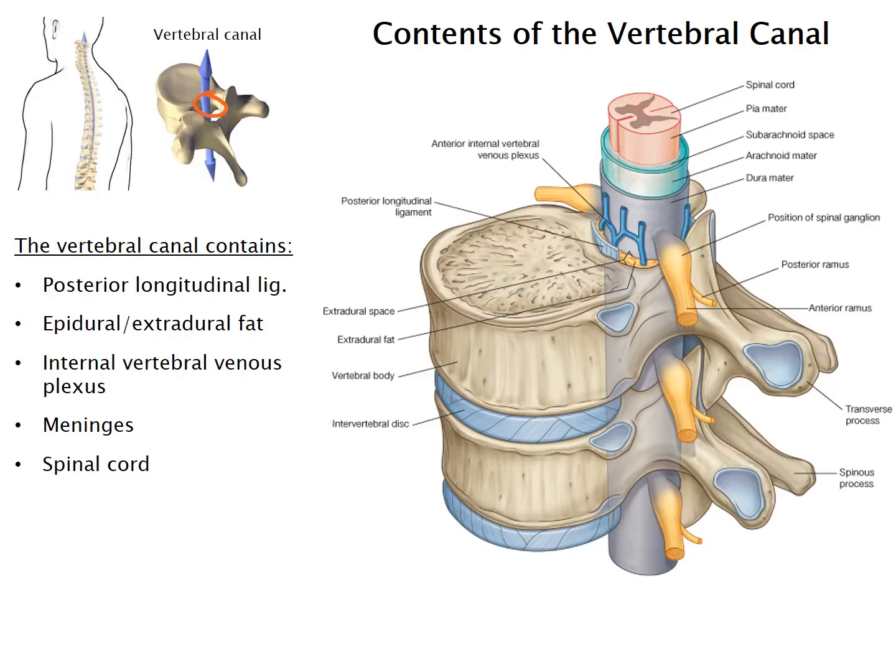Working from the periphery of the vertebral canal towards the contents at its center, the canal first contains epidural or extradural fat, which acts as a cushion protecting the contents of the canal. Embedded within the fat is the internal vertebral plexus of veins, as shown here. Next are the various layers of the spinal meninges that envelop the spinal cord.